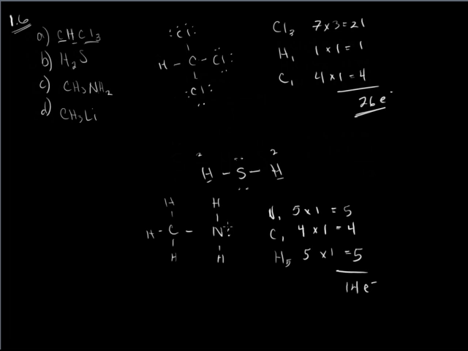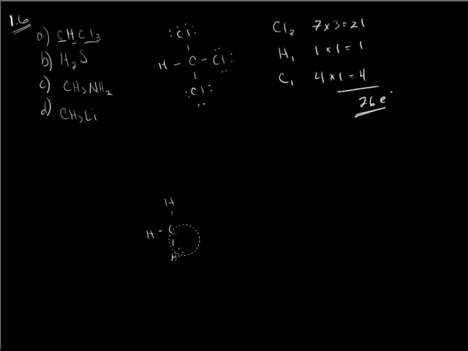Let's go ahead and count. 1, 2, 3, 4, 5, 6, 7, 8, 9, 10, 11, 12, 13, and 14. We're good. Now let's check the octet. We've got 2 on each hydrogen. We've got 2, 4, 6, 8 on this carbon. That's looking good. 2, 4, 6, 8 for the nitrogen, and 2 for each of these hydrogens, and we are looking good. Done. Let me go ahead and erase this as quickly as I can. Make room for the last one.